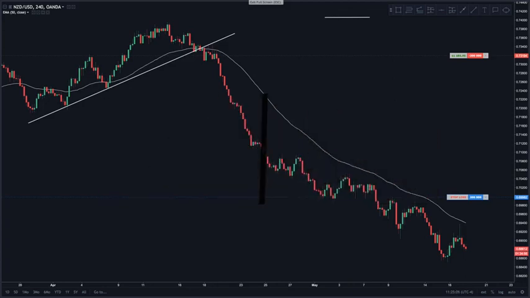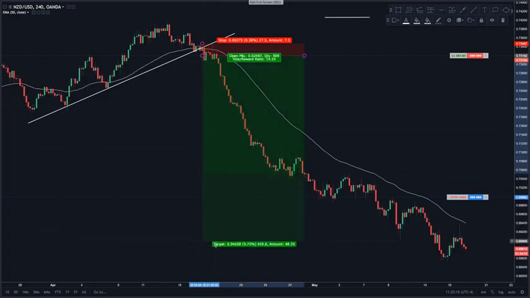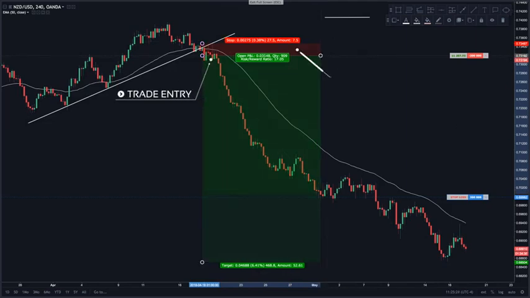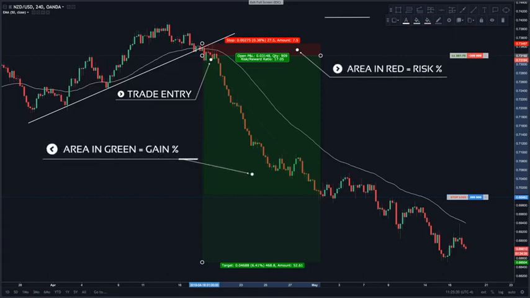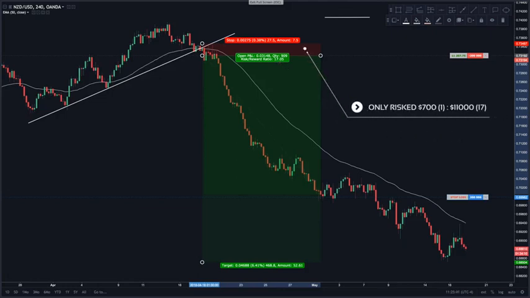I'm going to use the risk reward tool to show you how this is done. As you can see, the dotted line is where we took our trade entry. The area here in red is what we risked, and the area in green is what we made. Notice how the risk reward ratio is 17, and what this means is we risked 1 to make 17 times that. Meaning in this trade, we only risked about $700 to make more than $11,000.